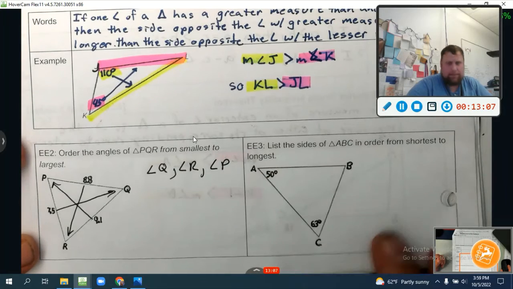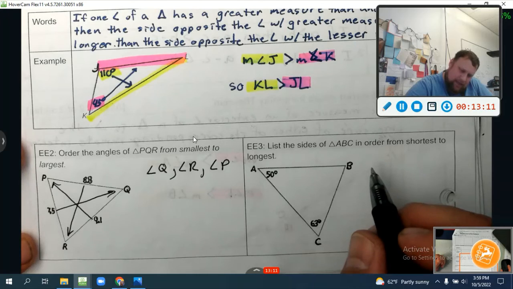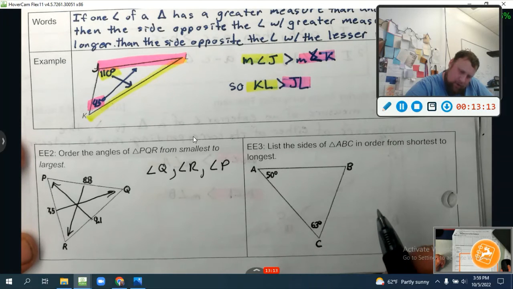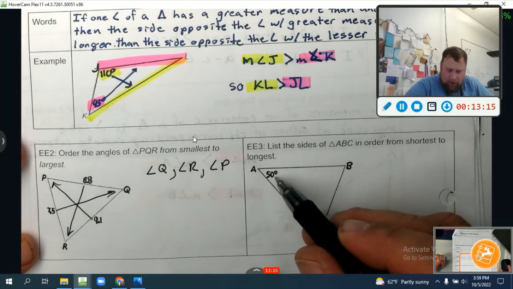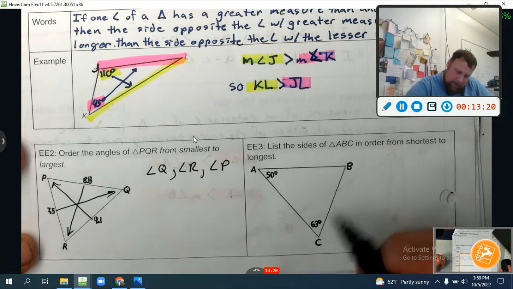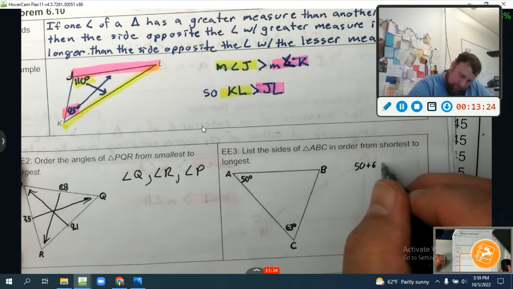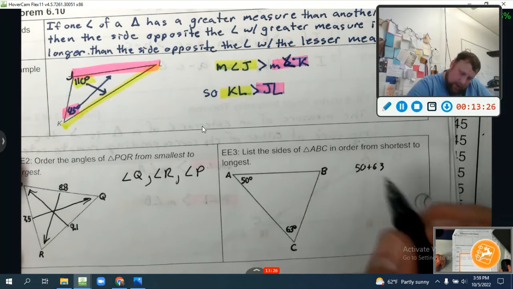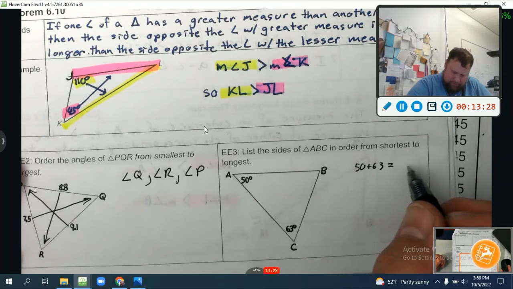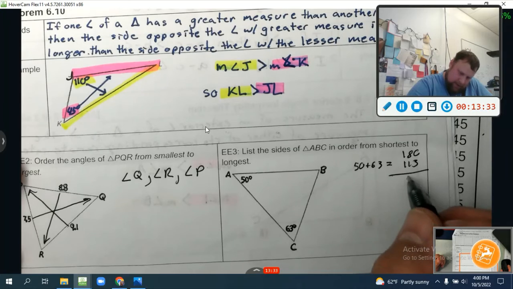Check this out. List the sides of triangle ABC in order from shortest to longest. Well, first of all, we know angles of a triangle add up to 180. So let's add these up. 50 plus 63 is 113. And we're going to subtract that from 180, which is what, 67? Boom. So this angle is 67 degrees.